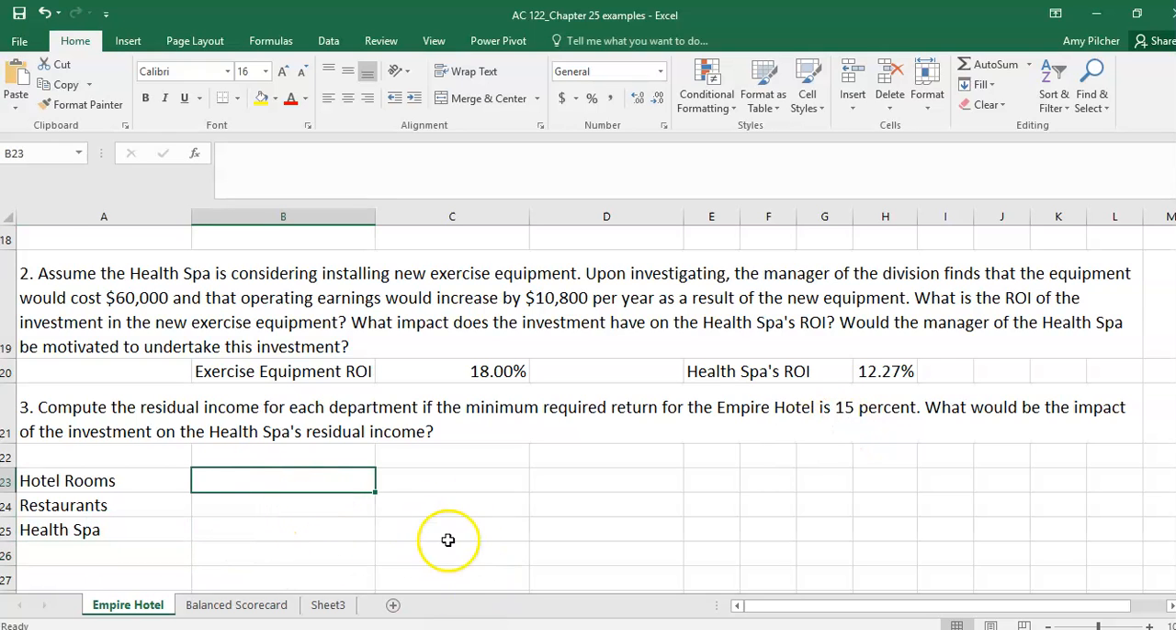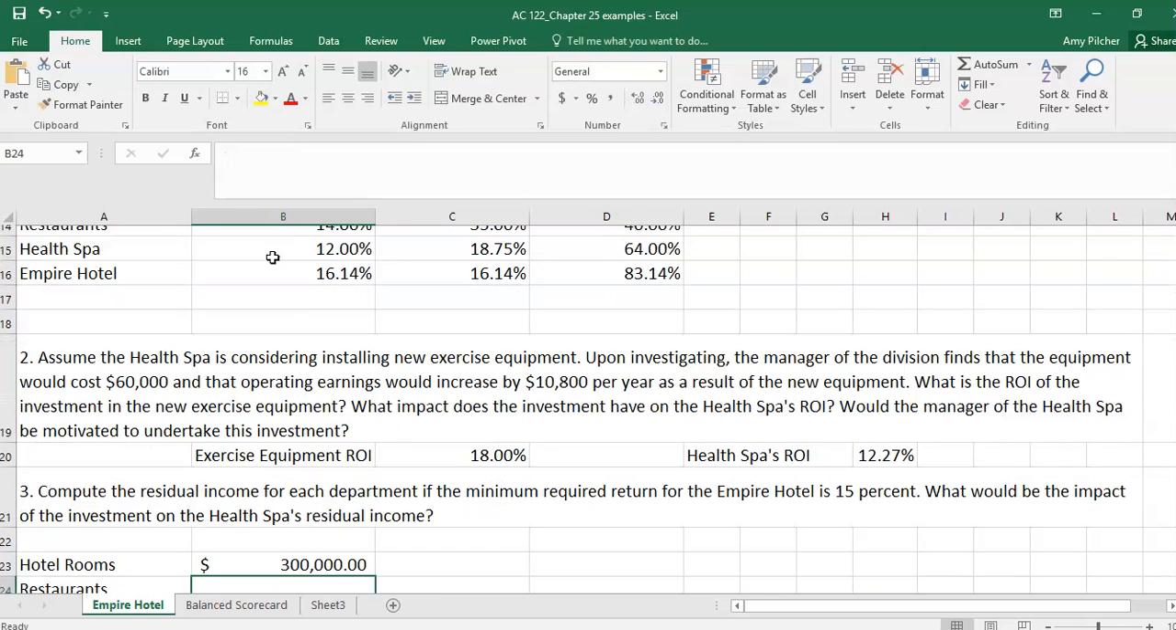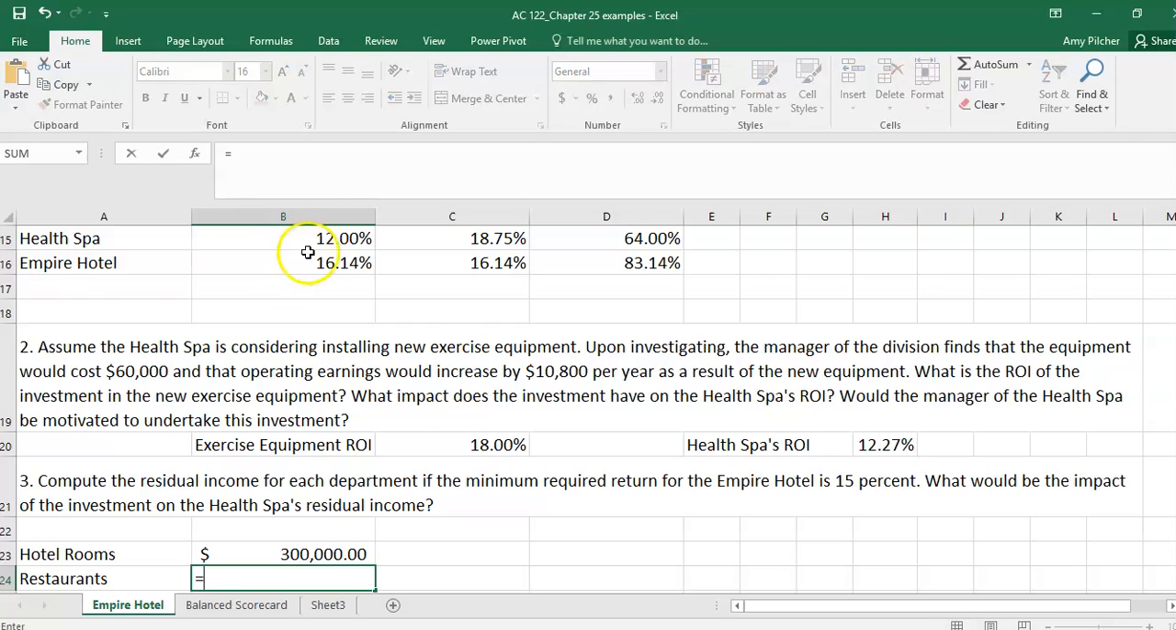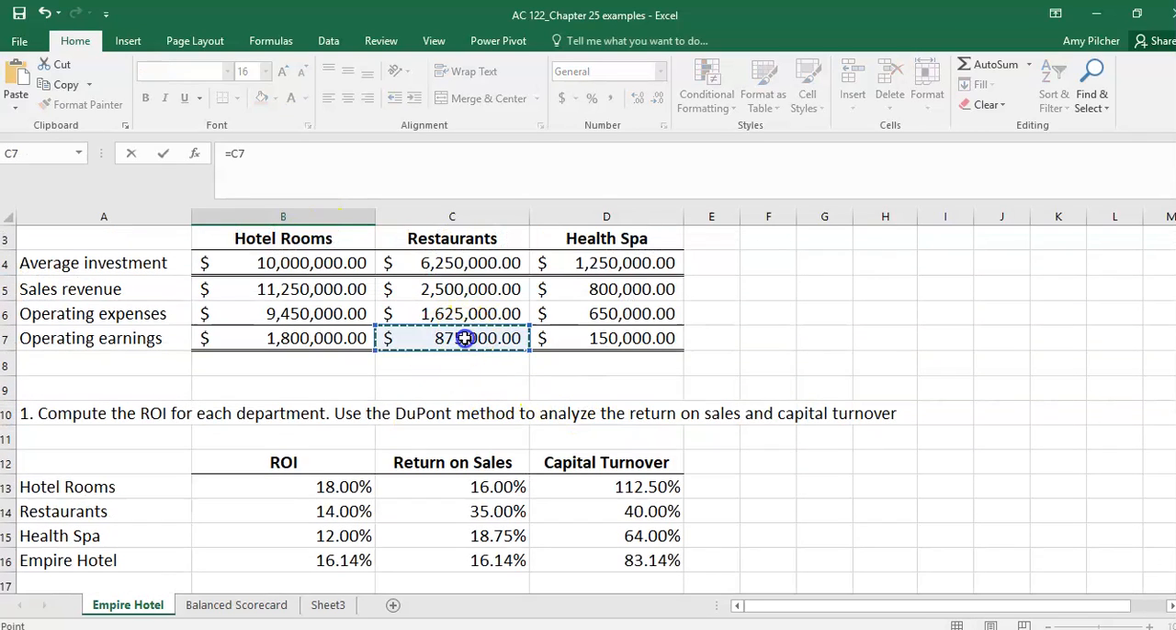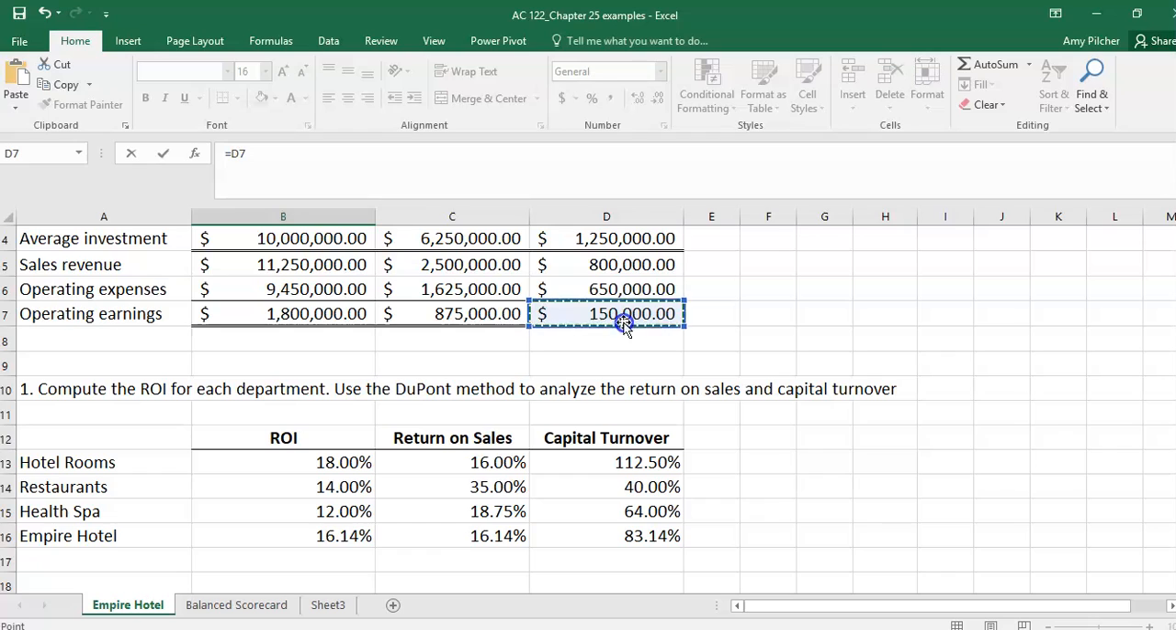So to calculate residual income, we take the division's income minus their average investment times the rate of return required by the organization, so 15%. So for restaurants, we will take restaurants' operating earnings minus their average investment times 15%. And for the health spa, earnings minus their average investment times 15%.